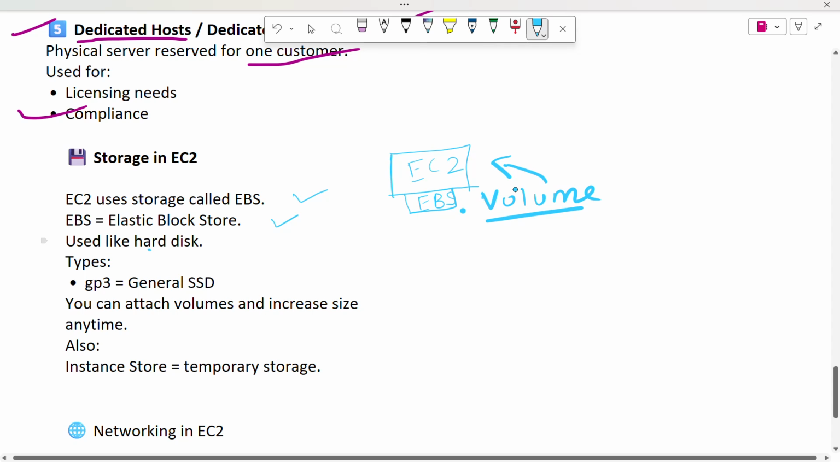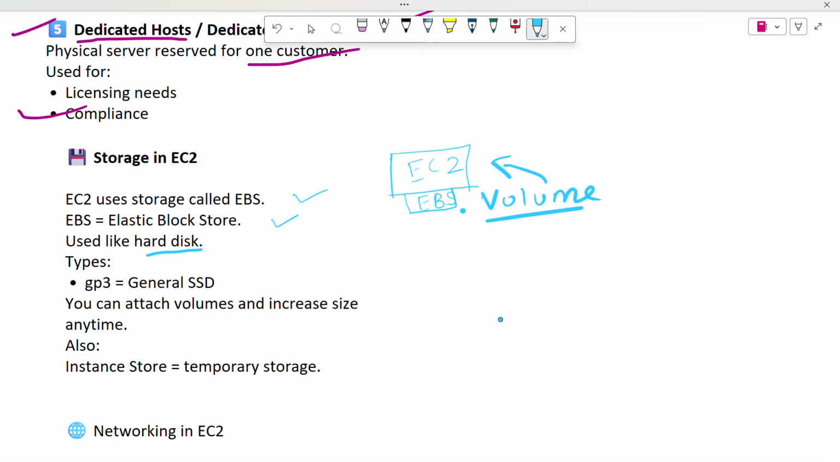It's just like a hard disk. You can see it's mentioned here. It comes in various types. It can be GP2 or GP3. Generally, these days we make use of GP3, that is general purpose class 3 type of storage. When it comes to EBS volumes, you can attach volumes and increase the size anytime.